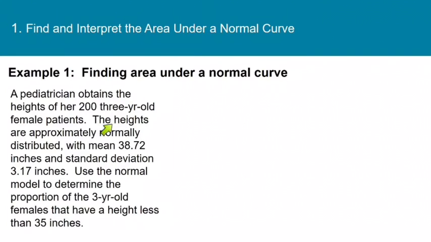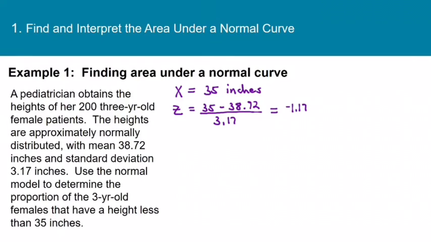So because we know that the heights are approximately normally distributed, we can use the area under the standard normal curve to help us solve this problem. Let's start by transforming 35 into a z-score. So 35 is an x value. It's a value of our random variable. And to find the z-score, we say z equals 35 minus mu divided by the standard deviation. And that gives us a z-score of negative 1.17.